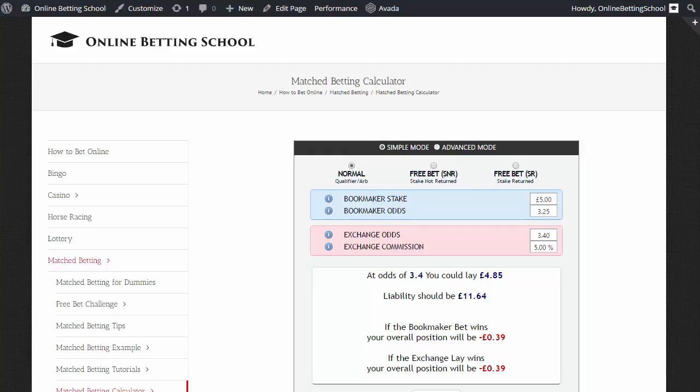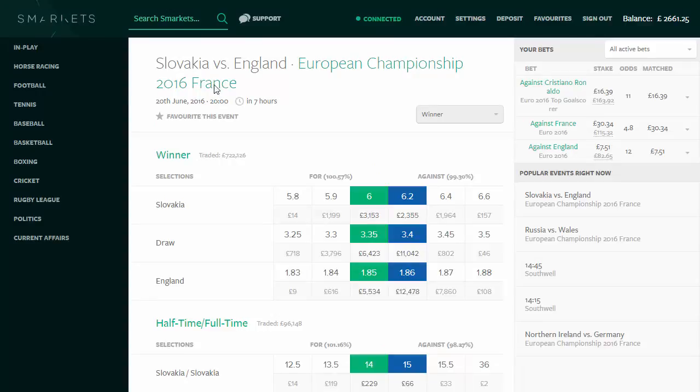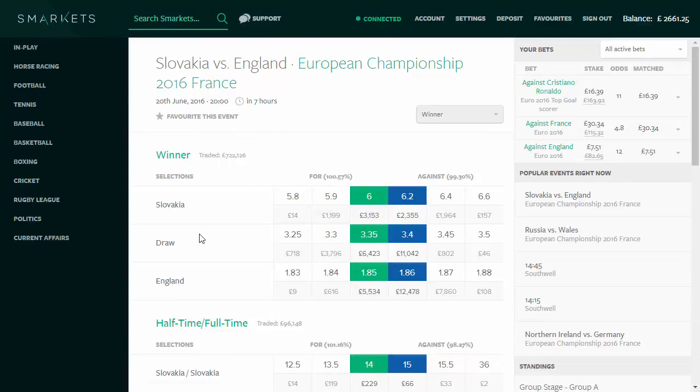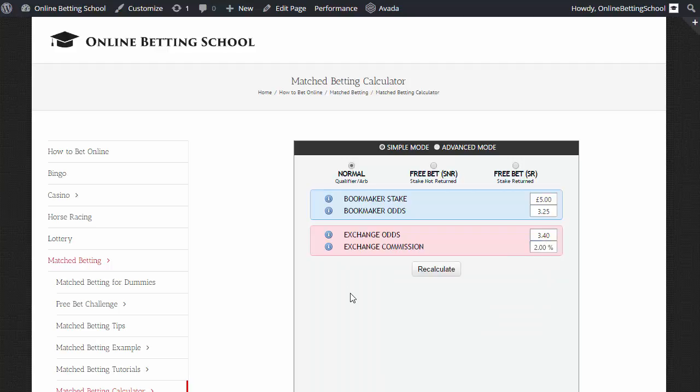Now let's just have a look at what would have happened if we used Smarkets instead of Betfair. So if you go to Smarkets and click on Slovakia versus England, you'll see that the odds for the draw to lay in the blue box here is 3.4. Now, if we put this into the calculator, you'll see that it's the same odds as Betfair, but Smarkets charge 2% commission instead of 5%.